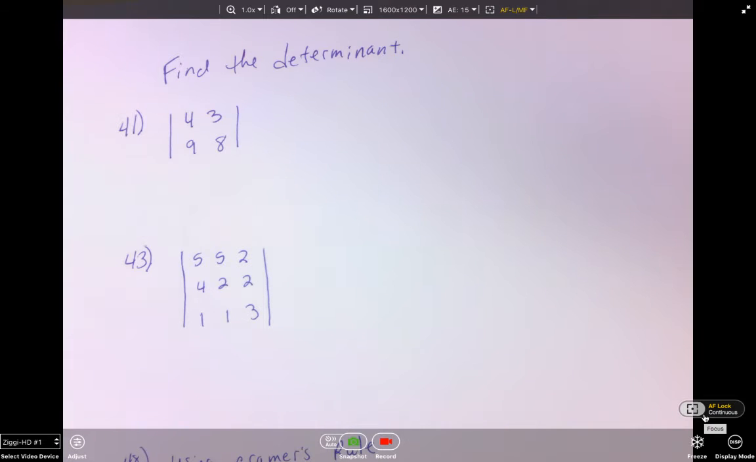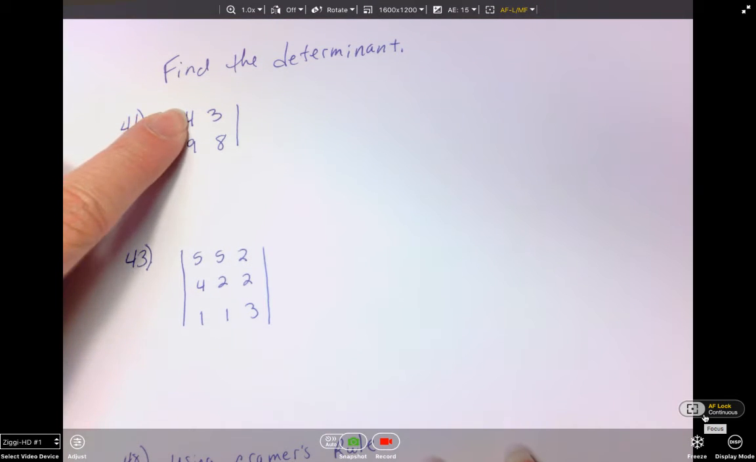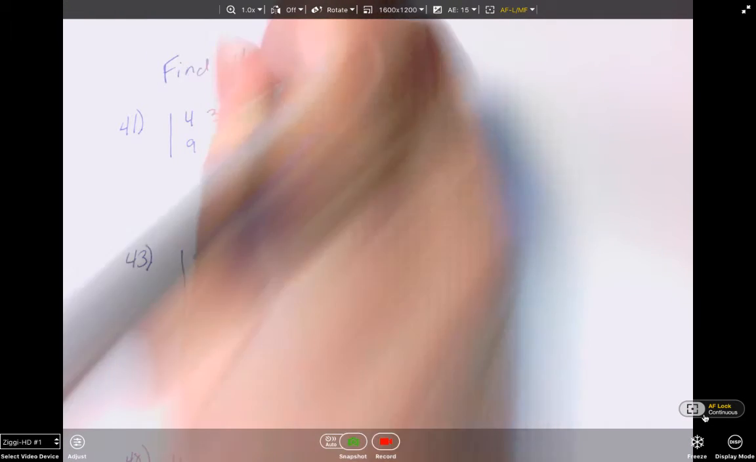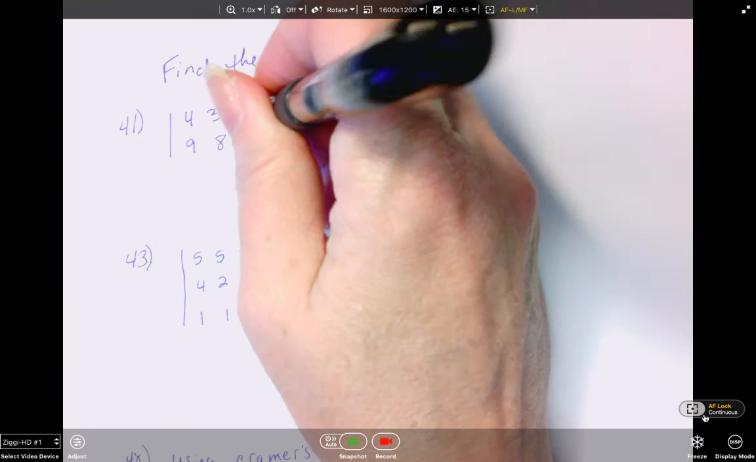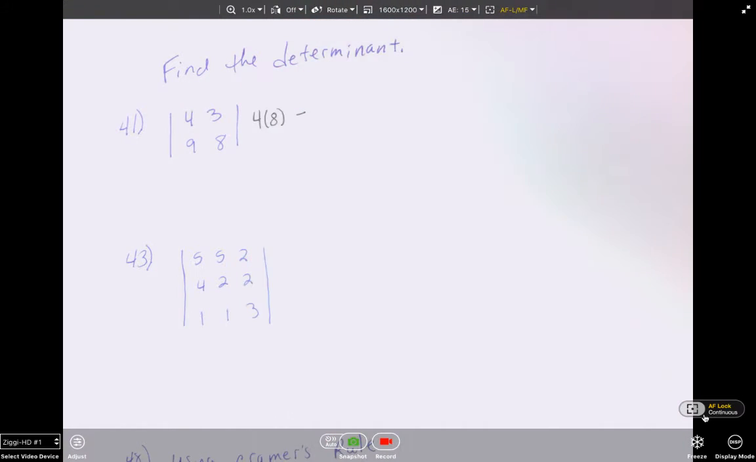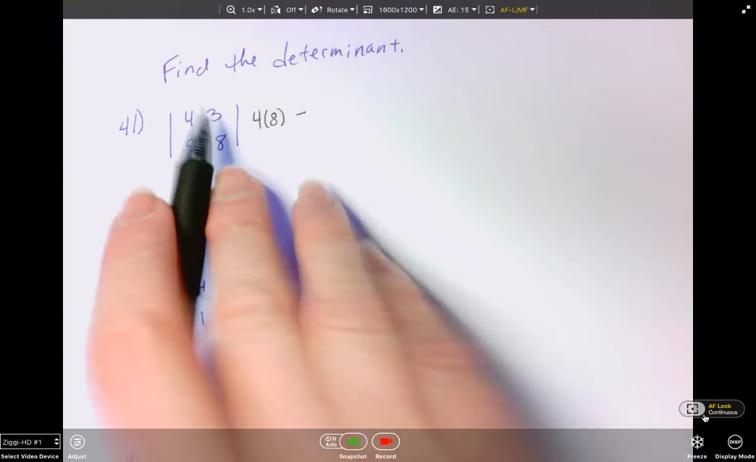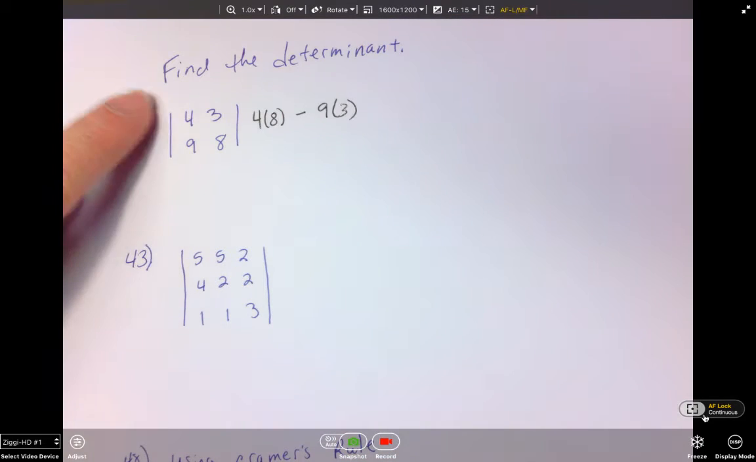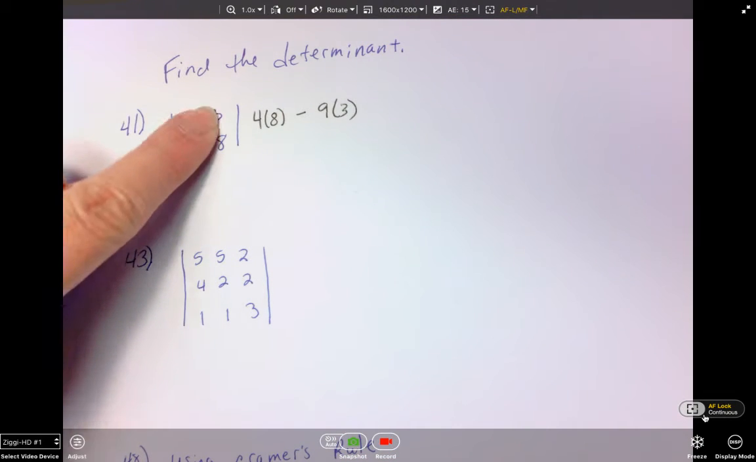Right, so on these problems, we are looking at finding the determinant. It's not a hard concept to do when you have a 2 by 2. What you're going to do is cross multiply. So we're going to multiply 4 times 8, and then from that, we are going to subtract 9 times 3. You have to make sure you go in the right order. So 4 times 8 minus 9 times 3.